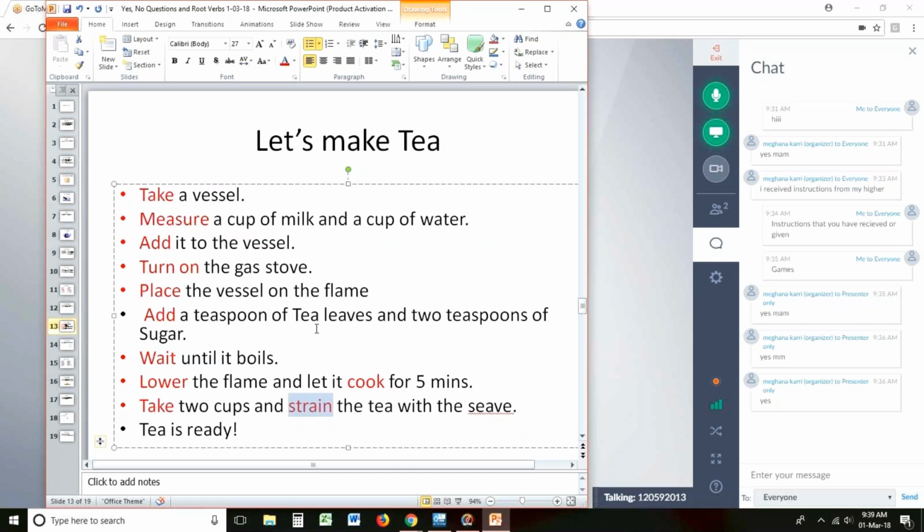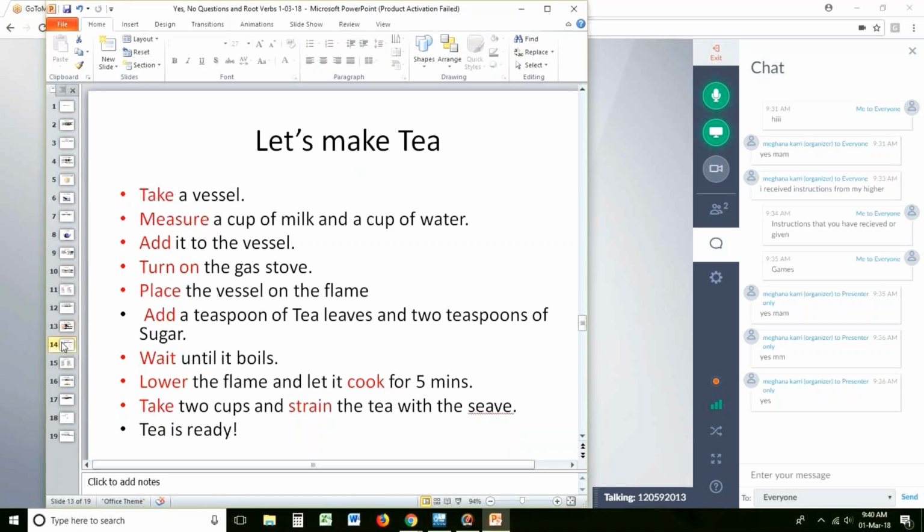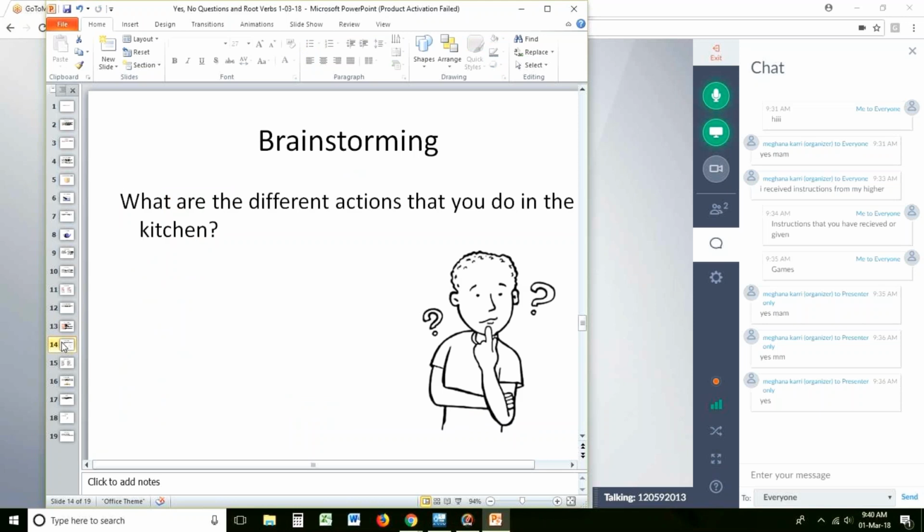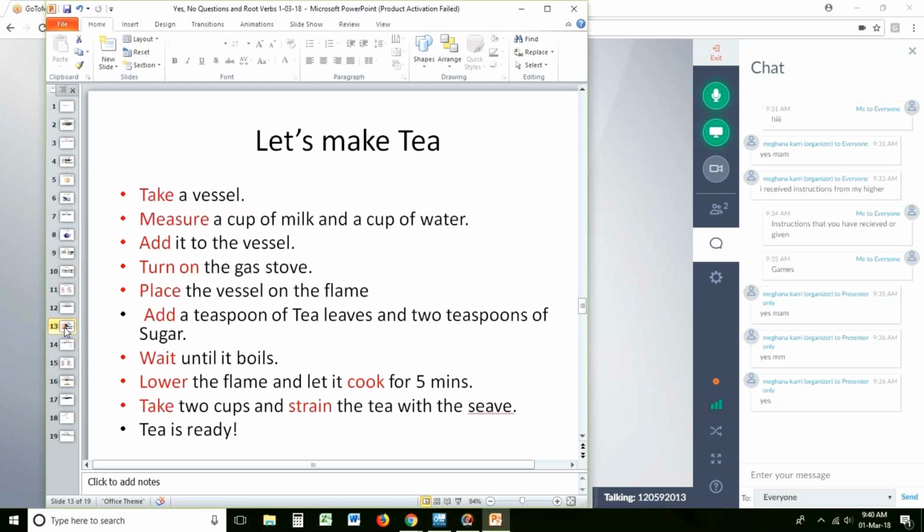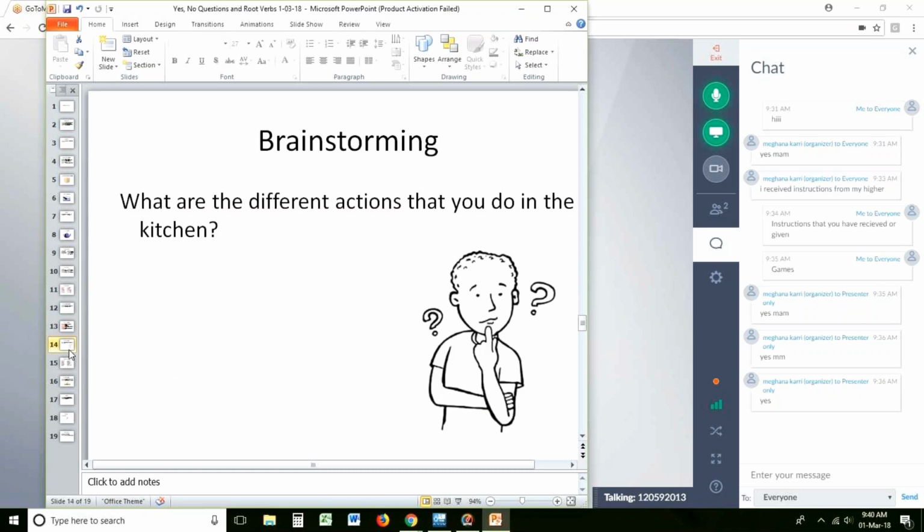Okay. Now that you have understood a very simple concept of how to make tea, now I will give you something else. In the same way I spoke about a few verbs here where I told you, you take this, you measure this, you add this, you put this, you place that, you turn on, and things like that, now talk about the different verbs or the different actions that you do in the kitchen.